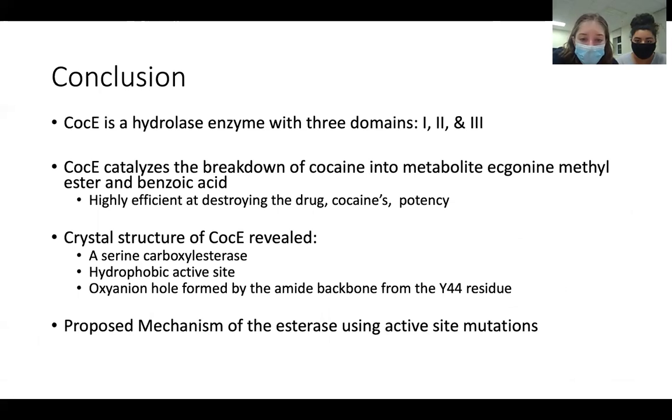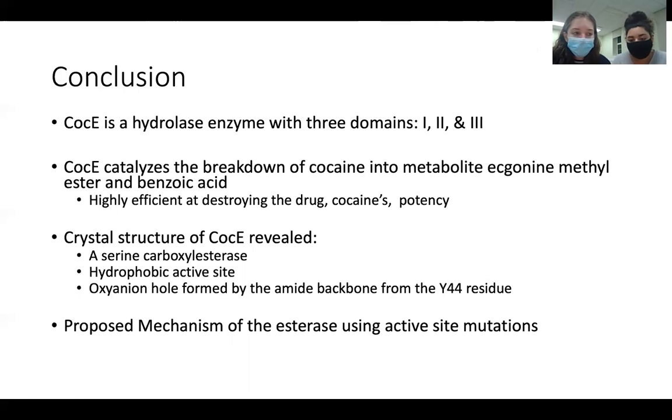Finally, the takeaway slide. So here are the takeaways of our presentation. The cocaine esterase is a hydrolase enzyme with 3 domains, 1, 2, 3, and then cocaine esterase catalyzes the breakdown of cocaine into the metabolites ecgonine methyl ester and benzoic acid. Cocaine esterase is highly efficient at destroying the drug cocaine's potency.